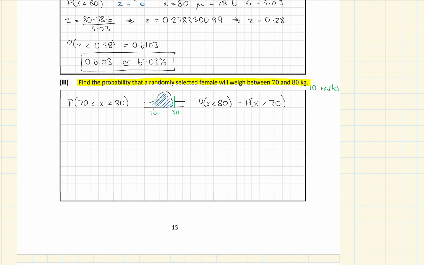Now we know from part 2, we have figured out the probability that x is less than 80. It's the same difference as being less than or equal to, so that's fine. So we're just working out this second part. So we'll need a Z score, it'll be x minus mu over the standard deviation. X value is 70. The mean for the females 78.6, and our standard deviation is 5.03.